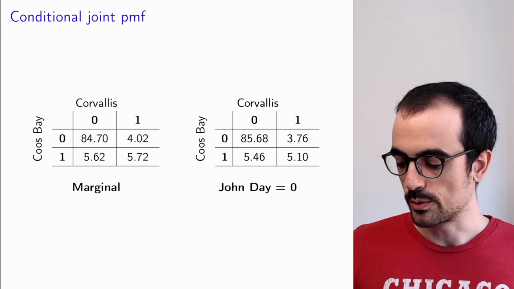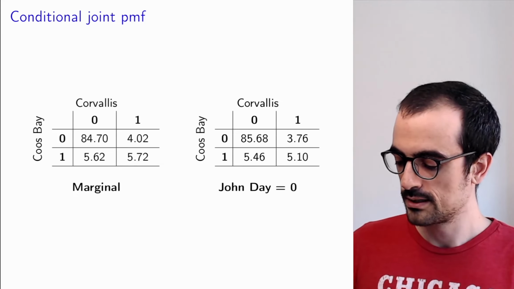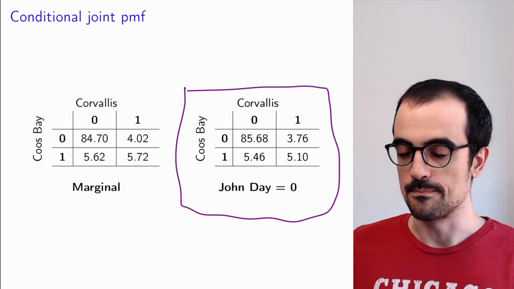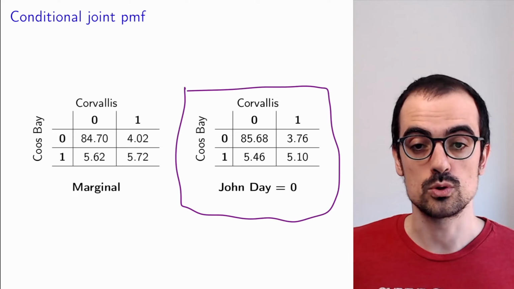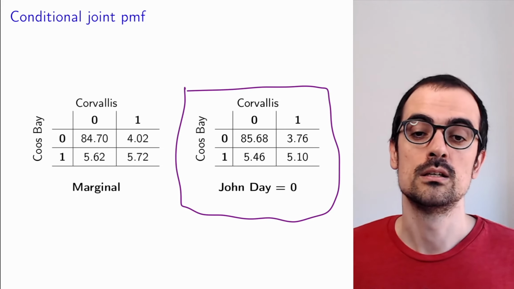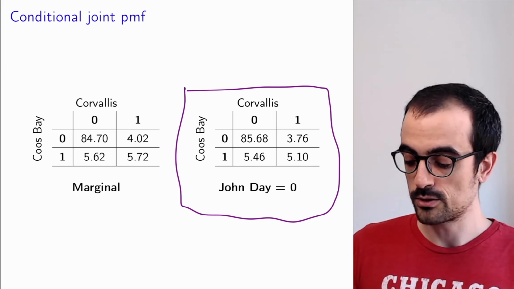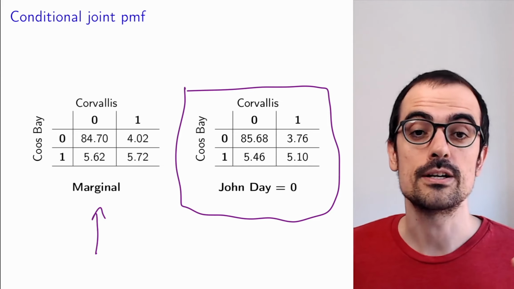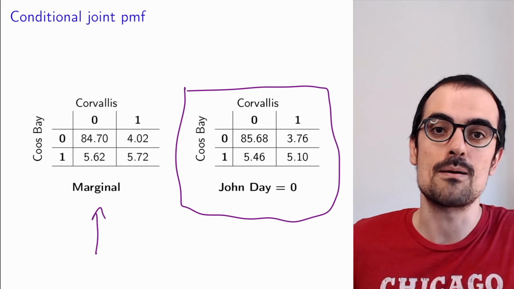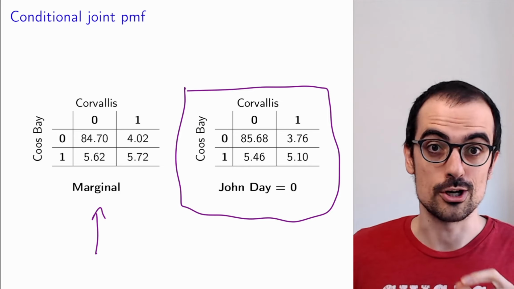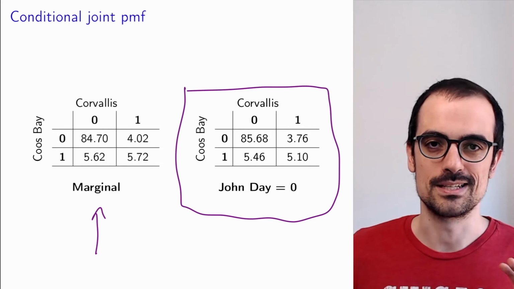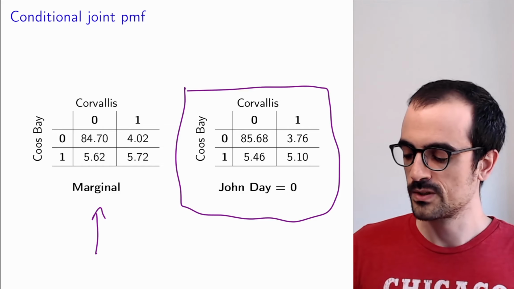And this is the value that we would get for the conditional joint PMF of Corvallis and Coos Bay, given that it's not raining in John Day. Here we're comparing it to the marginal, which is obtained in a very different way. In the marginal, we sum over John Day. Okay, we're not fixing a value for John Day. It's important to remember this distinction.